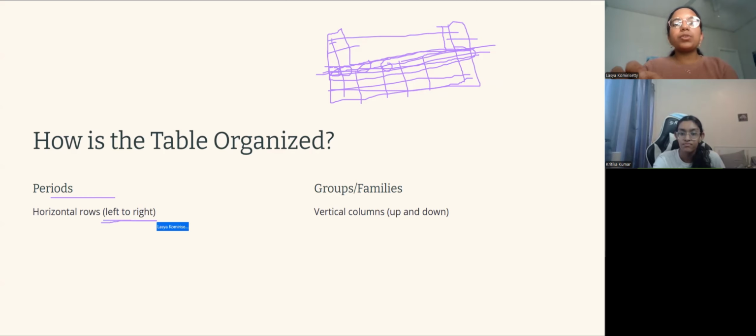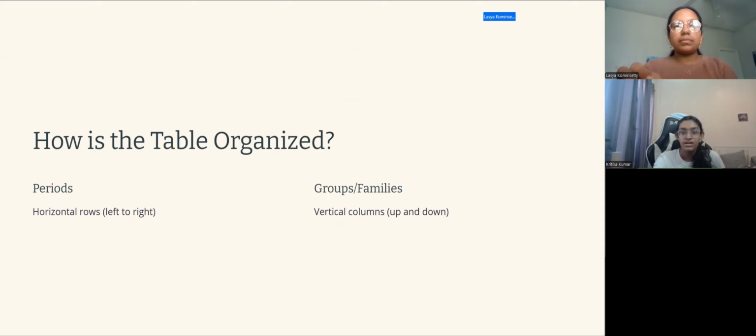And then we have the groups or families. These are vertical columns, they go up and down. So same, you read the periodic table from left to right and then up and down. And let's say all of these elements, like the element here, here, here, and here, all of these fall into the same group or the family.